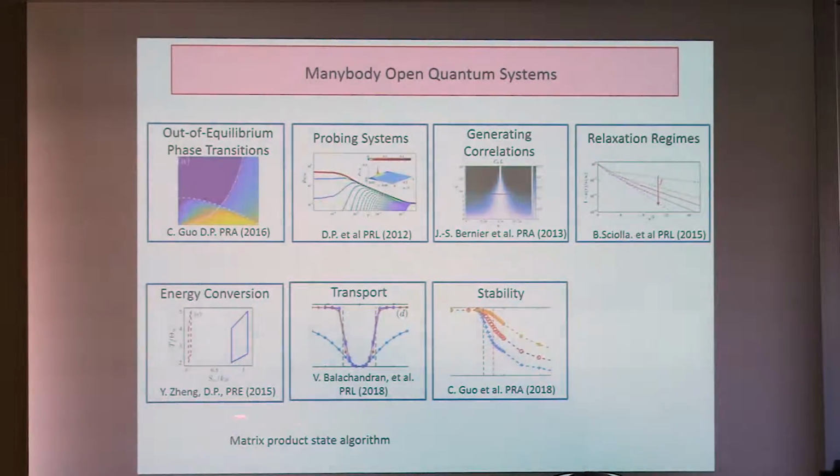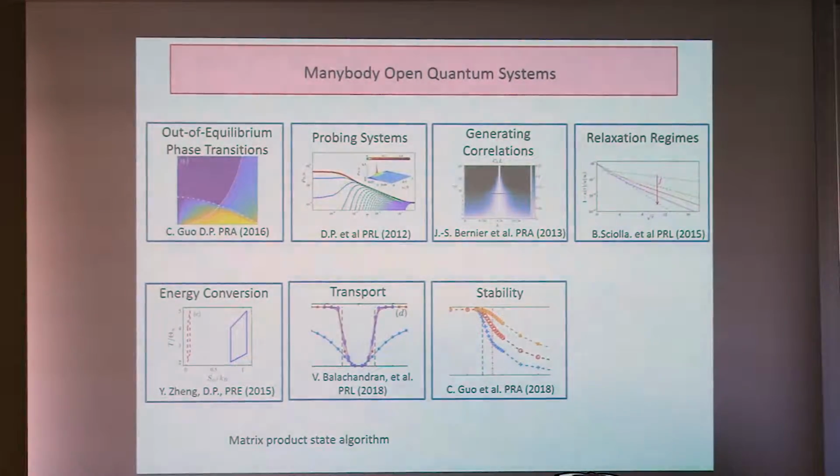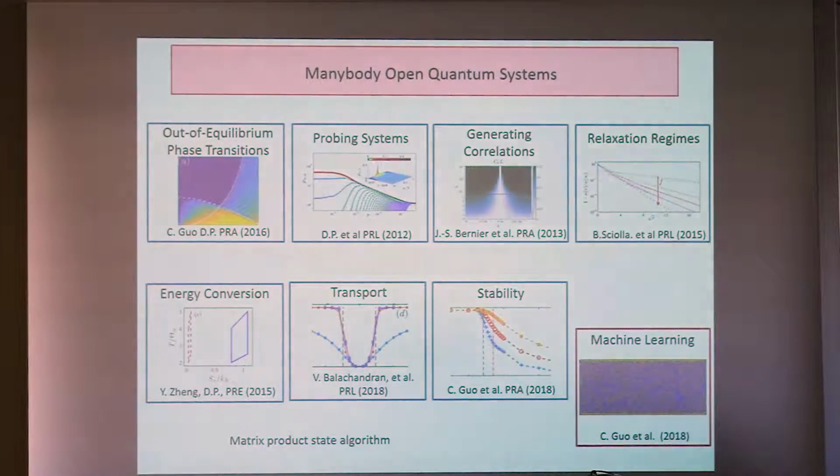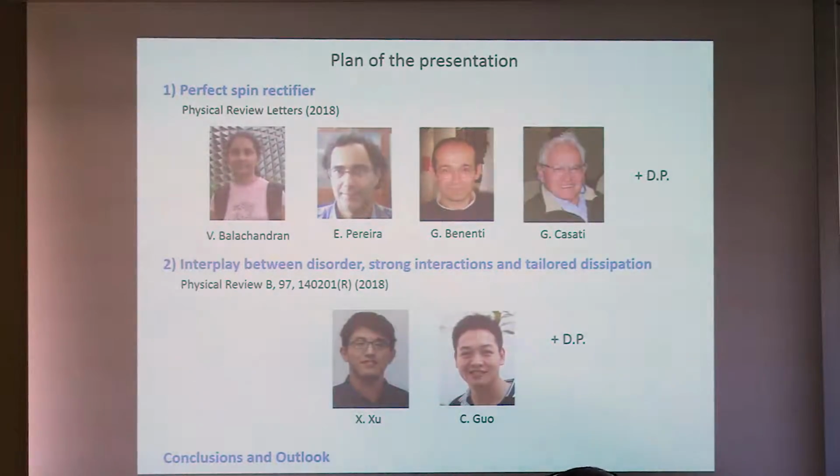And often we use a matrix product algorithm to try to handle systems which are relatively large. More recently, we also applied a matrix product algorithm to machine learning. I'm not going to talk about this here, but if you are interested, it's actually quite a nice direction, the connection between many-body quantum physics and machine learning, that I'm happy to talk about. Anyway, today I would like to talk to you about these two works.